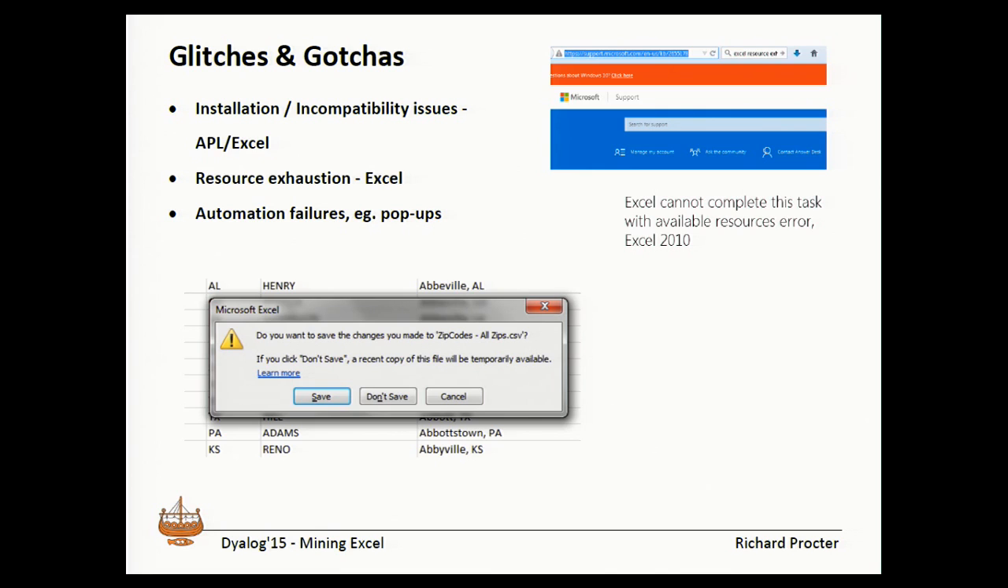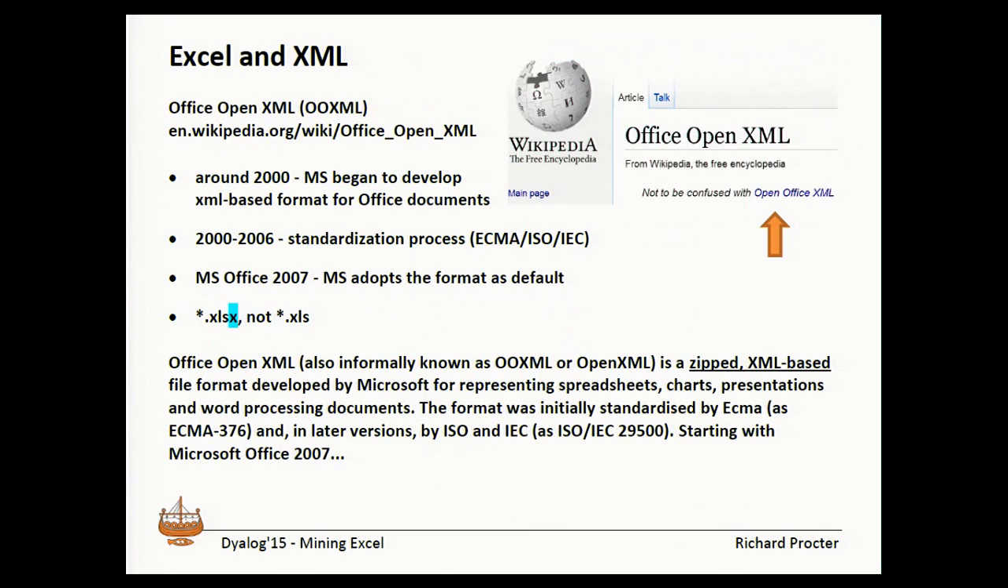We occasionally run into some incompatibility issues between our version of Excel and the coding we've done in APL. As you may know, you can exhaust resources by running Excel too much, and it takes some effort to avoid that kind of thing. Similarly, there are automation issues with pop-ups when you try to interact with files that are busy and so on. So these things happen, and therefore they confound the process of automation to some degree. So that's why I'm interested in looking at this concept of Excel and XML.